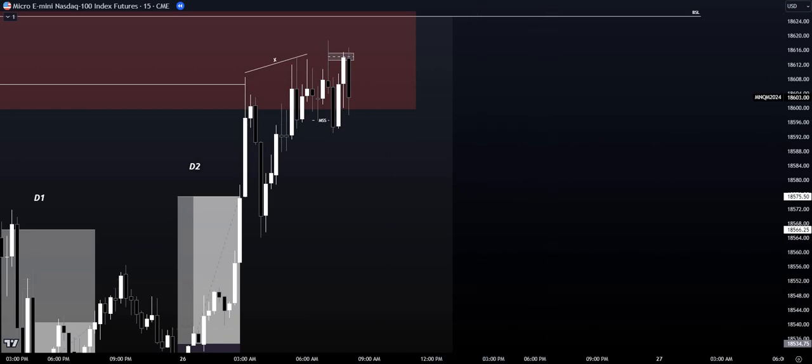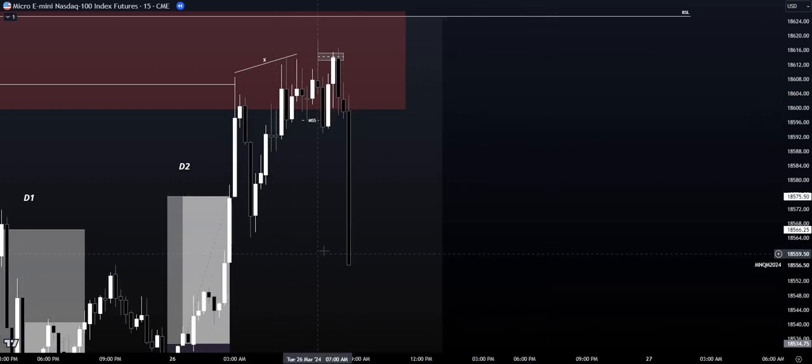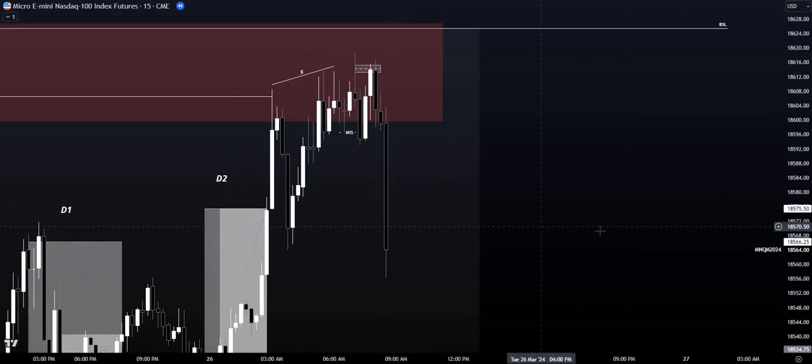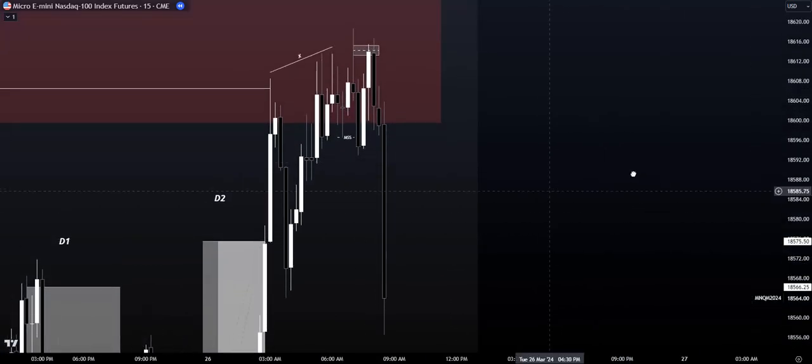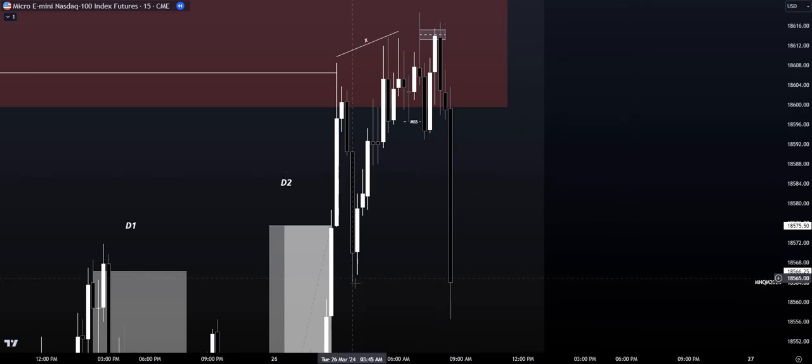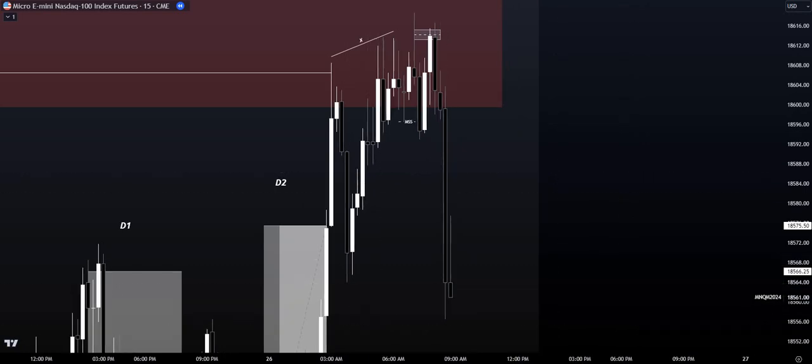So if we play it out price and time, boom, we get huge displacement here at 8:30. I do think we had news during this. So we do get our indefinite displacement through here as well. And now we're coming back up.